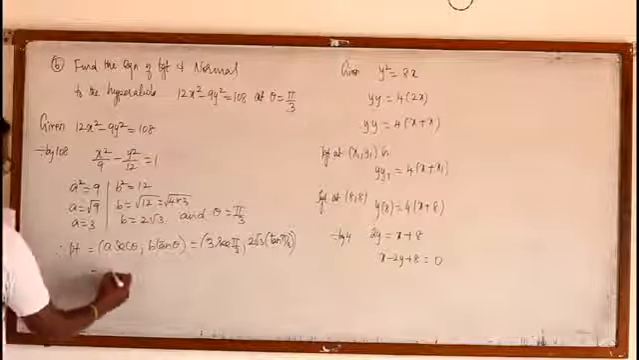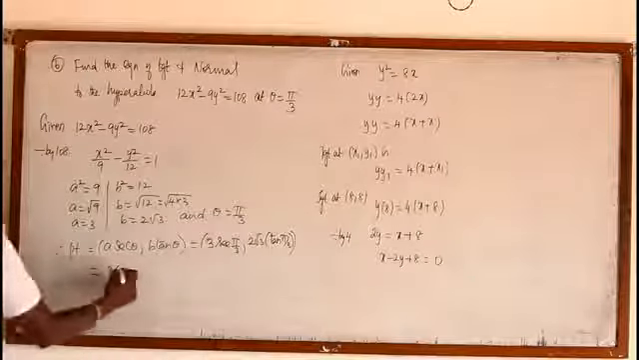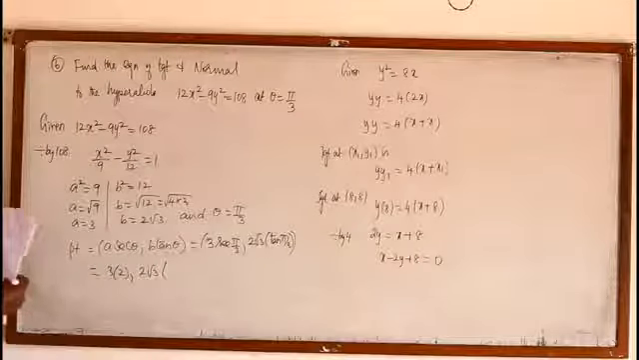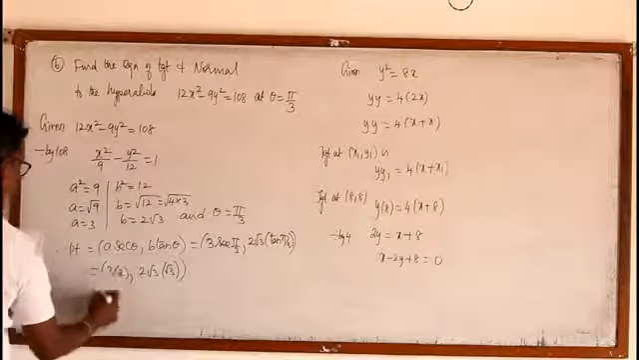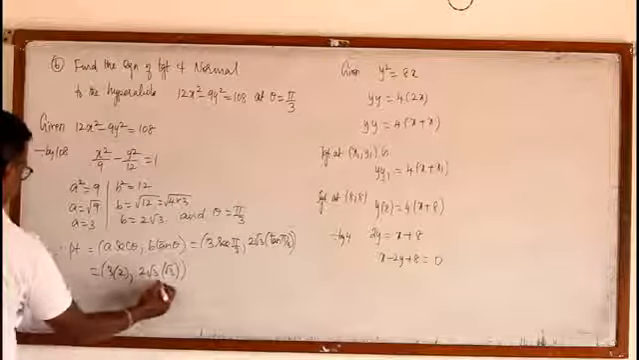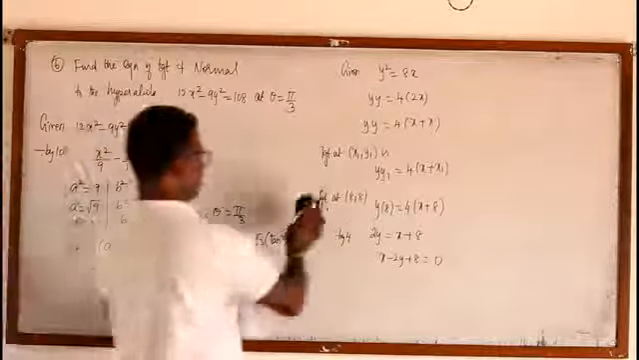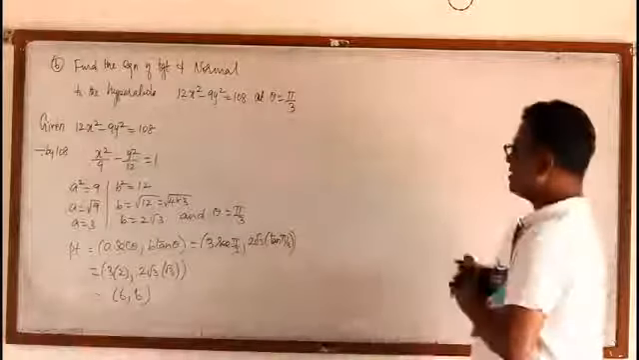So it is 3 into secant 60. Cos 60 is 1 by 2, so secant 60 is 2, 2 root 3. Tan 60 is root 3. Therefore, the point is 6 comma root 3 into root 3 is 3, 3 into 6. So we found the point. Once we find the point, it is easy for us to find the equation of tangent.